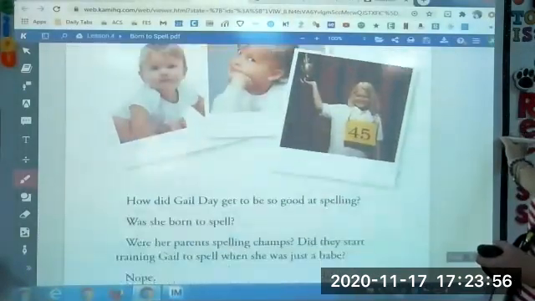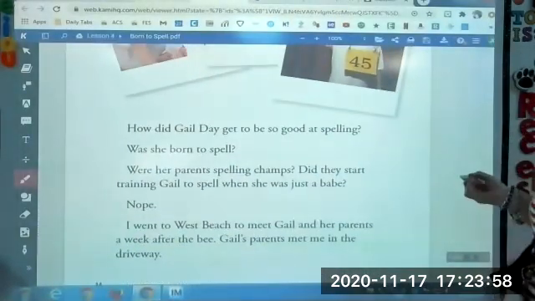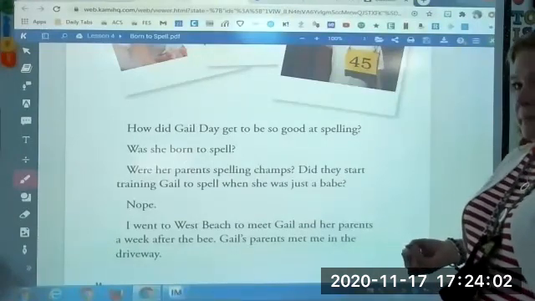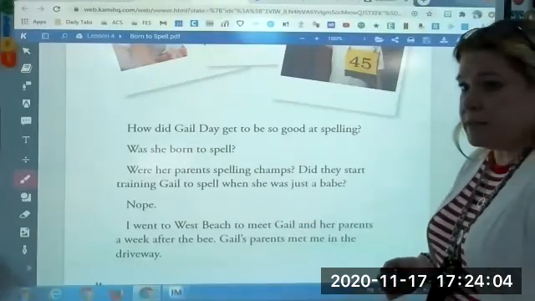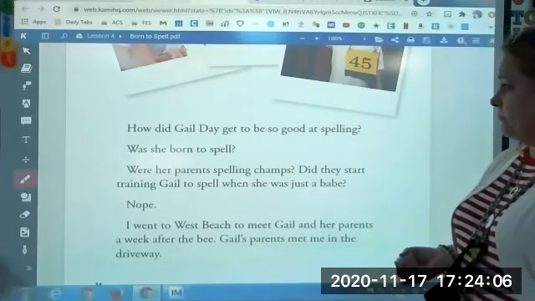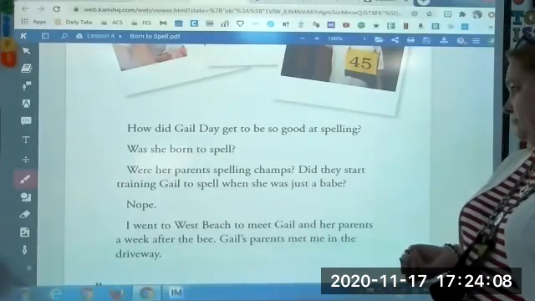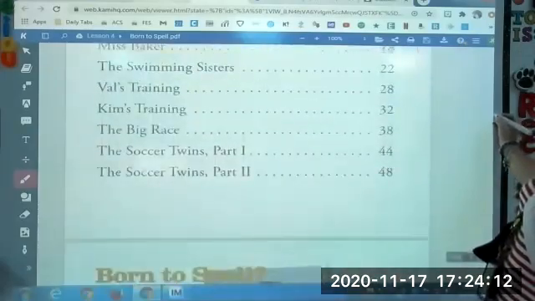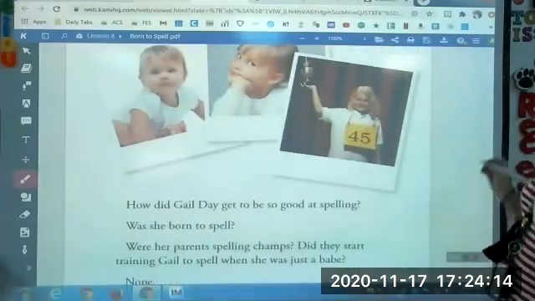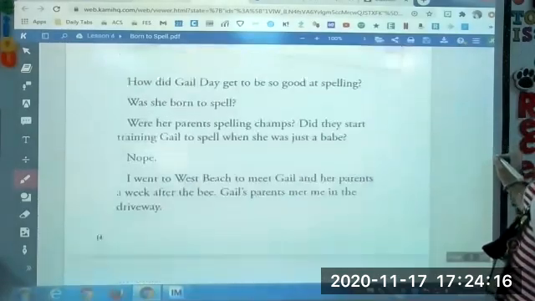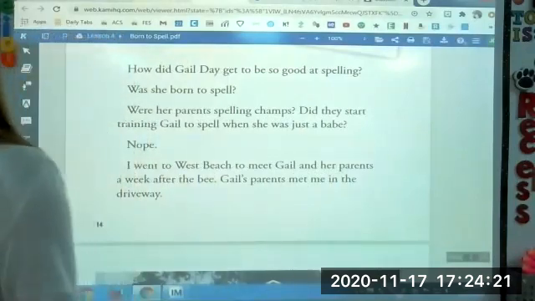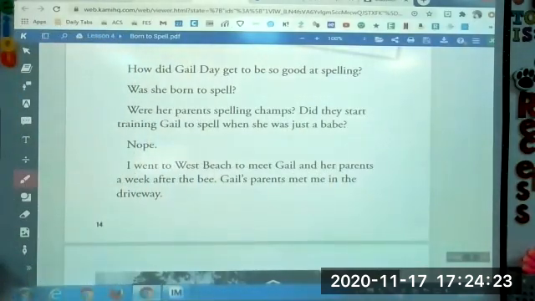Born to spell. How did Gail Day get to be so good at spelling? Was she born to spell? Do we know who's writing the story from just those first 2 lines? Obviously, it's not Gail. Who do you think it could be?